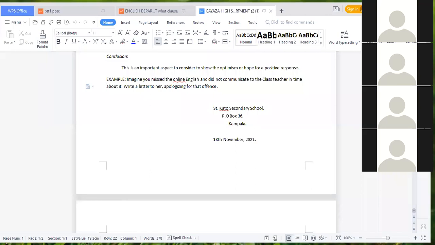So you're going to apologize. Then it is supposed to be the St. Cato Secondary School. Remember, we say that we are not using names of our schools, so that's why I'm not using Gayaza High School. I think of another name. What we are looking at is the address. So St. Cato Secondary School, PO Box, date.